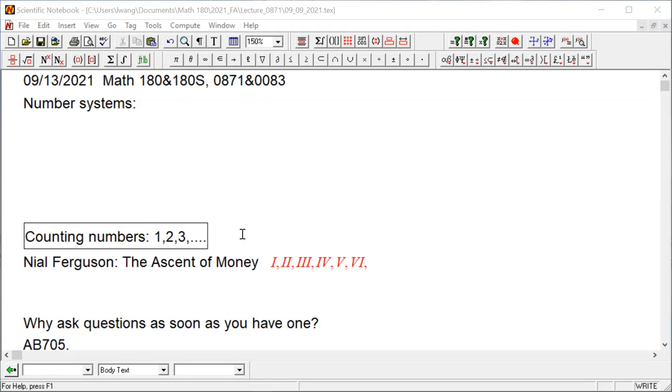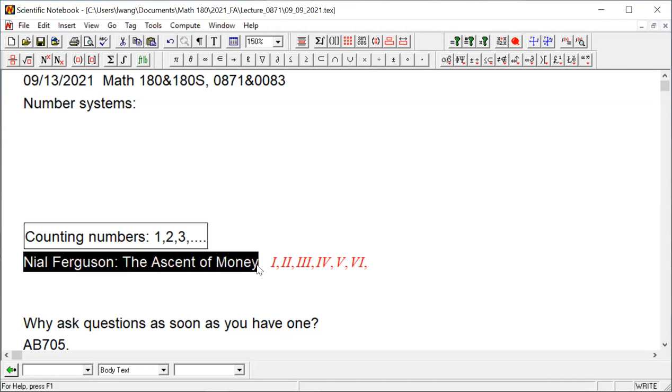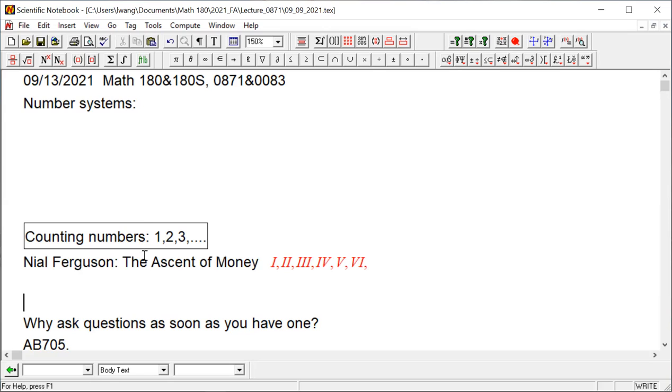So with that said and done, counting numbers. Even counting numbers evolved, right? Finally, we adopted these Arabic numerals. Now we just call them numerals, or numbers, right? So I recommend you guys watch this program, Niall Ferguson on YouTube. He's an amazing historian. And watch The Ascent of Money.